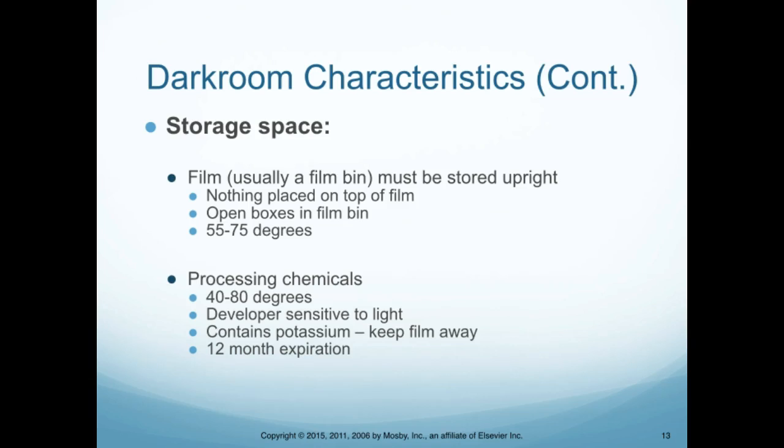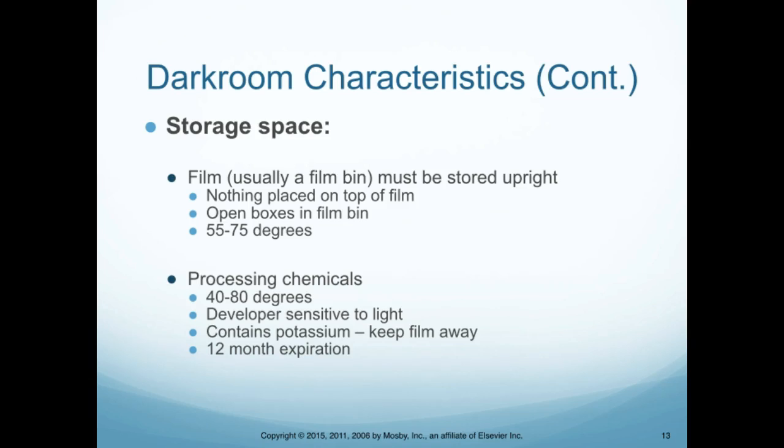Storage space. For film, we have to have a film bin, and we can't put anything on top of the film. You put the box of film in the bin and then open the box while it's in the bin. That way there's no chance of it coming loose in your hands and all over the floor, creating dust, dirt, static electricity, all sorts of fun stuff. And we need to keep those films between 55 and 75 degrees Fahrenheit. The chemicals that process the film we need to keep at 40 to 80 degrees Fahrenheit.